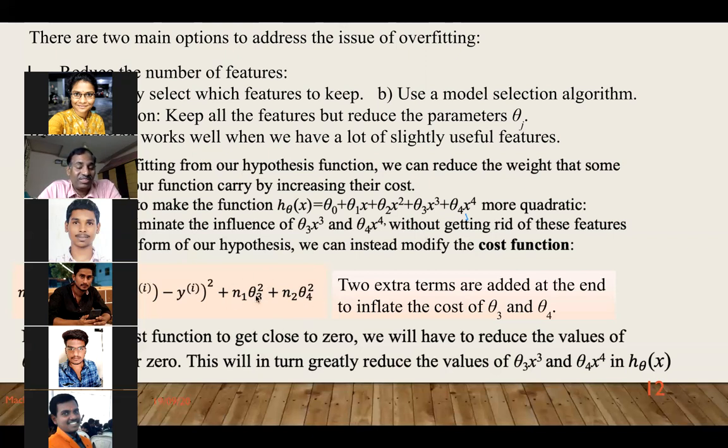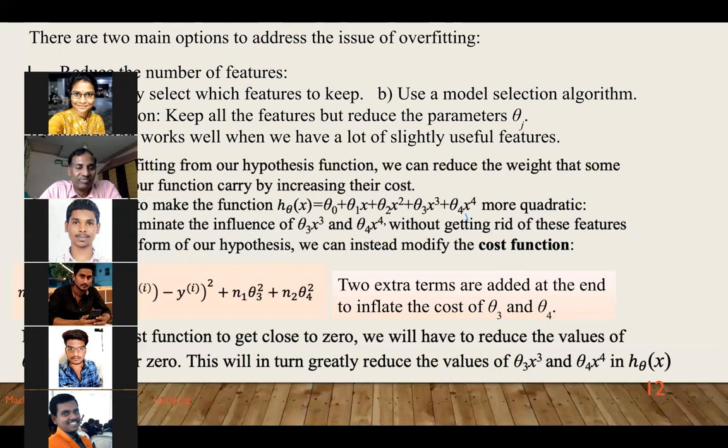See, squaring means even a small increase in theta 3 becomes a very high increase in cost. Theta 3 may change by only 10, but theta 3 squared will change by 100. It means your cost increases 10 times more than the actual increase in theta 3. So if you want to reduce theta 3 and theta 4 still further, you can use theta 3 cube, theta 4 cube, or theta 3 to the power 4.